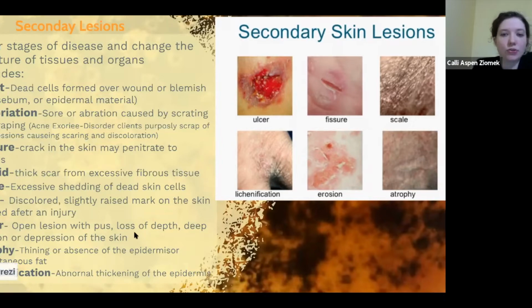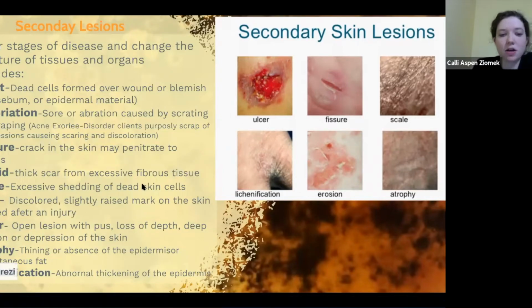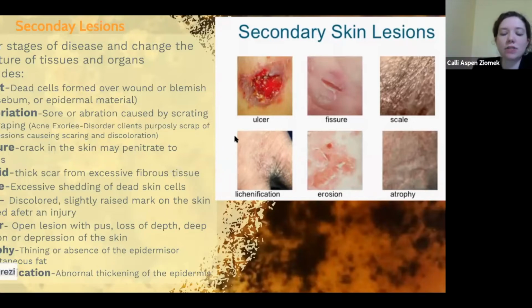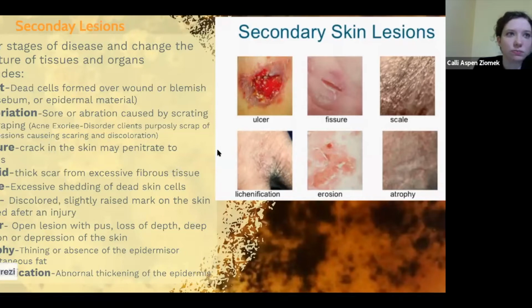Then you have an ulcer, which is that first image, which is an open lesion with pus, a loss of depth to the skin, as well as deep erosion or depression in the skin. So it's actually causing the layer of skin to sink into the rest of your body.